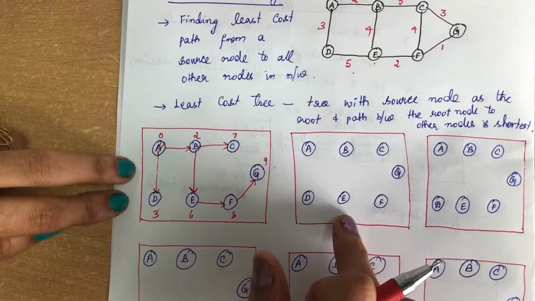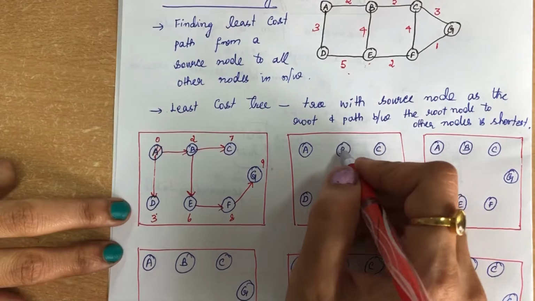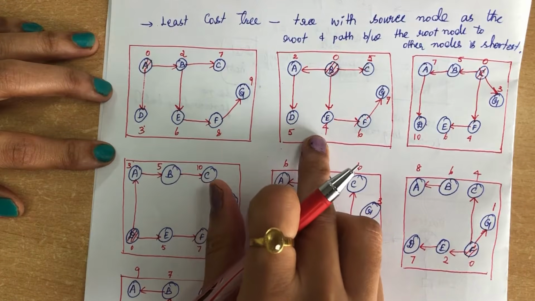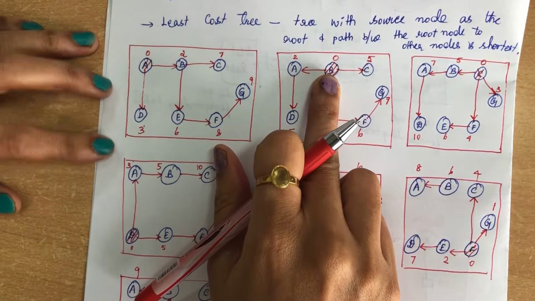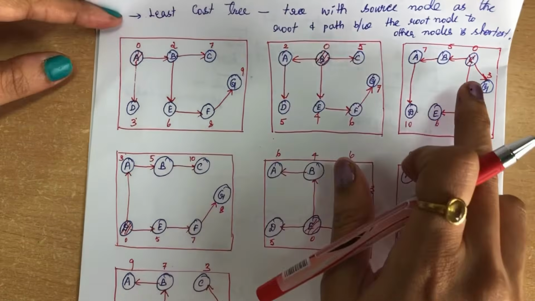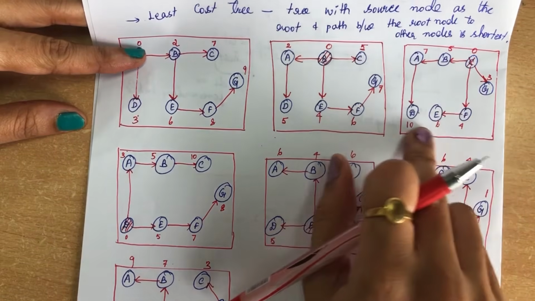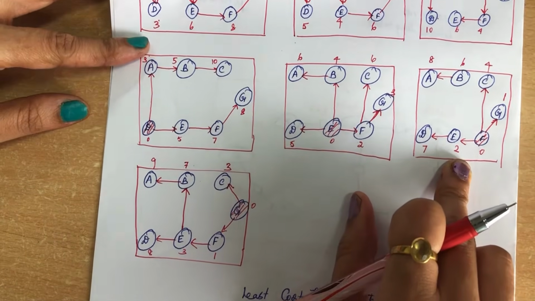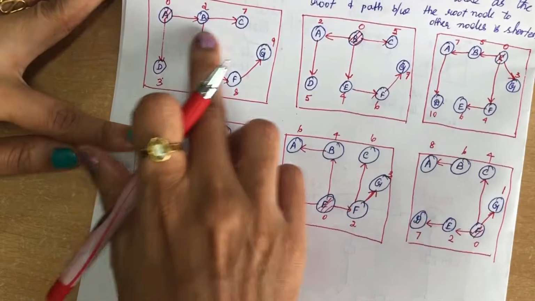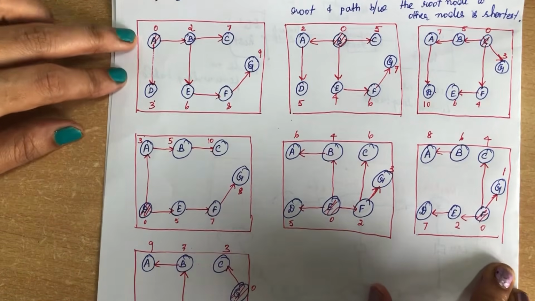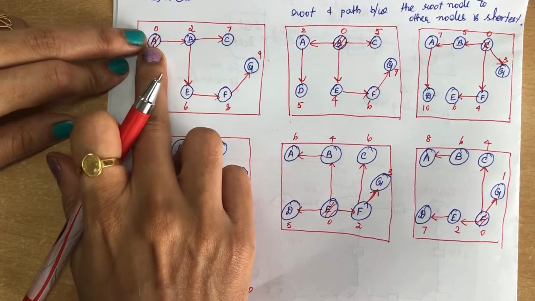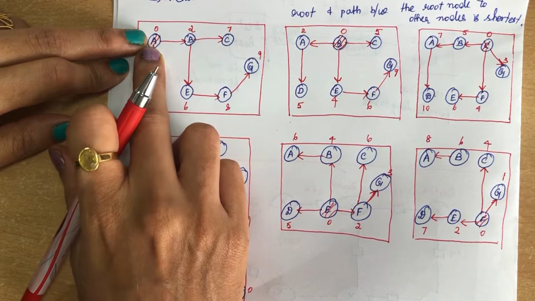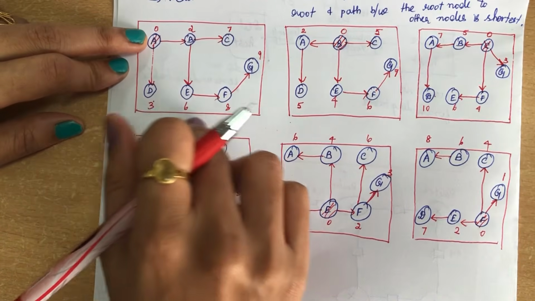Similarly, we are going to find out the least cost tree when B is considered as the root node. Now we have found the least cost tree for source node B like this, and by considering source node C, we have got the least cost tree like this. And this is for D, here it is for E, this is for F, and this is for G. So here we have drawn several least cost trees by considering the source node from A to G, and we are going to find out the least cost path from the source node to all other nodes inside that network.